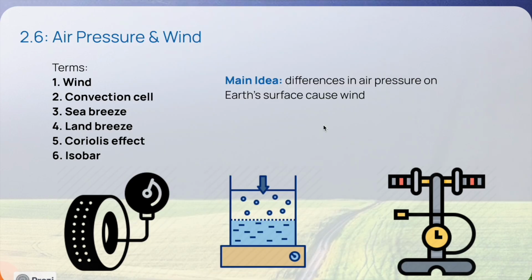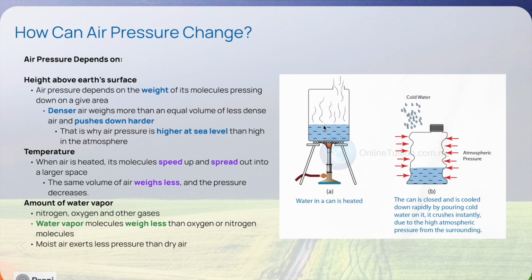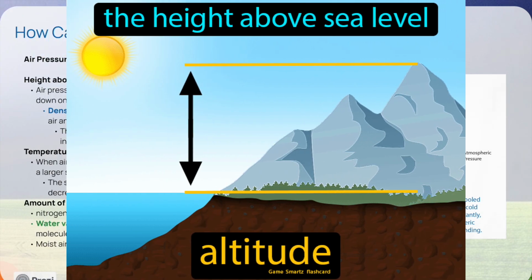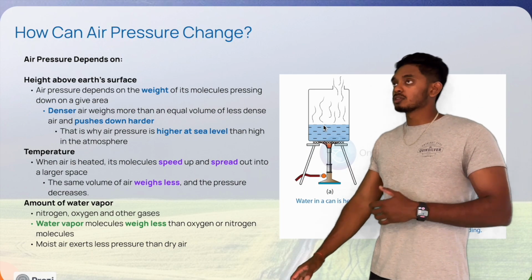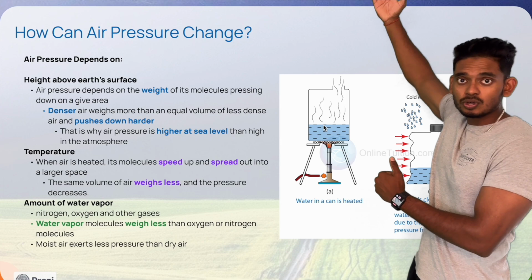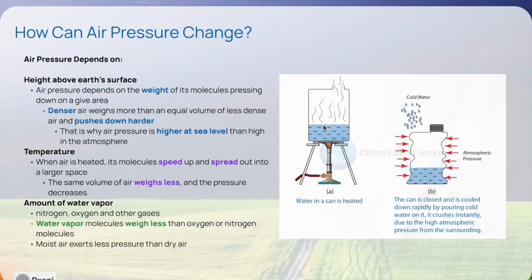Anyways, check it out. So how can air pressure change? What do you mean change? Let's take a look. Air pressure depends on the height above Earth's surface. So if you remember way back, we talked about how the closer to the ground you are, the more air molecules are on top of you, therefore more air pressure pushing down on you. So if you're really high up, less air pressure. The denser air weighs more than an equal volume of less dense air and pushes down harder.